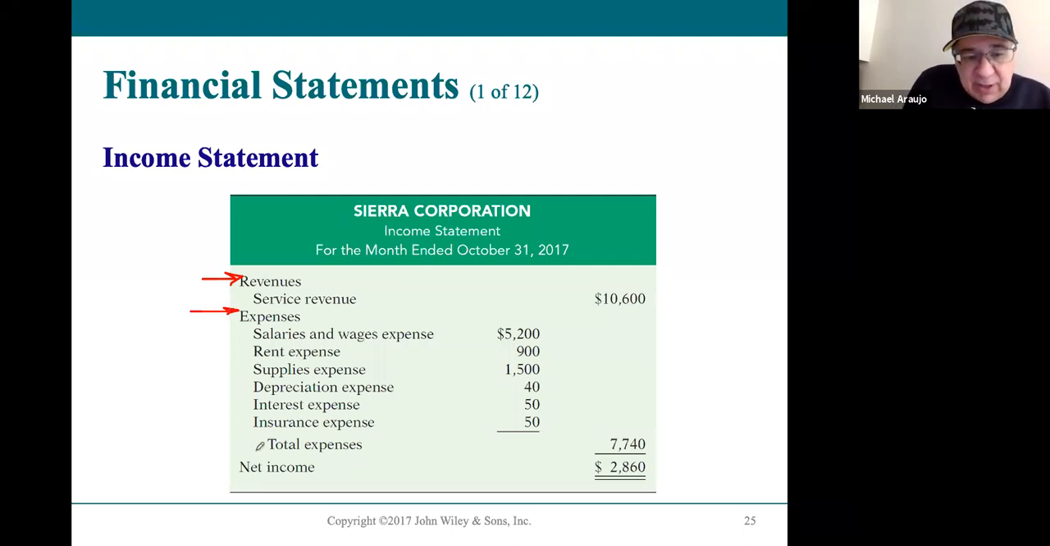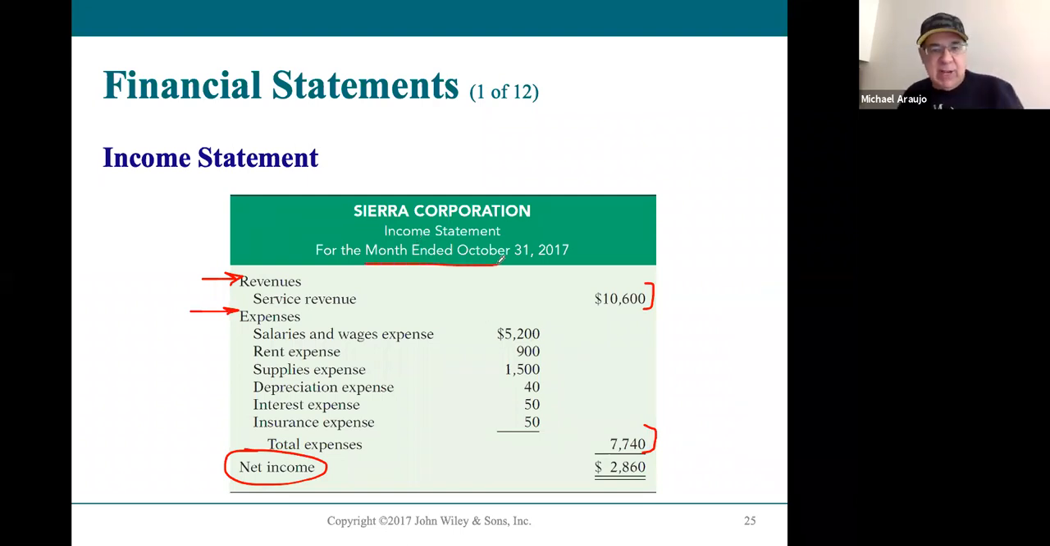The difference is the profit. Profits occur when companies sell more than it costs them to sell it in a given period of time. Now, this is an income statement. Income statements are measured by periods of time. This particular income statement measures the month of October, ending October 31st.